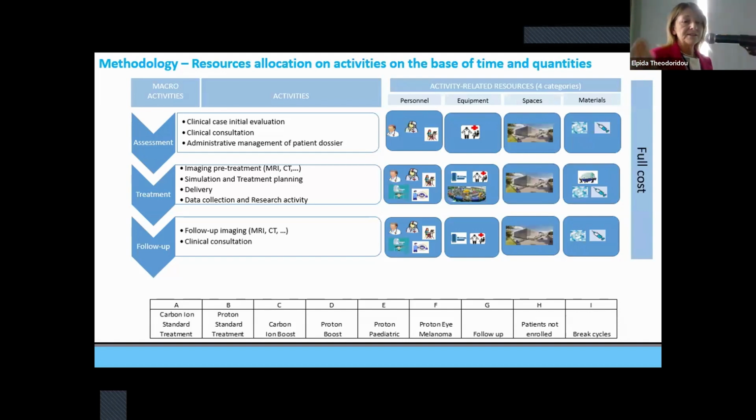So we have resources, we have activities, and then we have defined our cost object. For us the items are described below: the carbon ion treatment standard, a proton standard, a carbon ion boost, proton booster, proton pediatric, proton eye melanoma, the follow-up, and then cost objects related to patients not enrolled and the patients that go in break without completing the treatment.